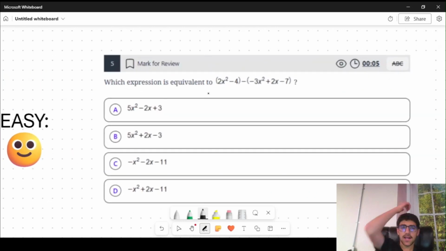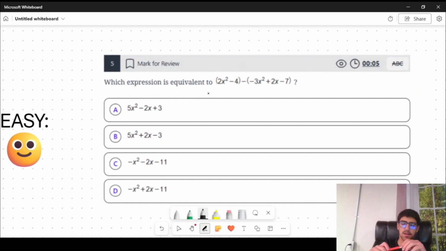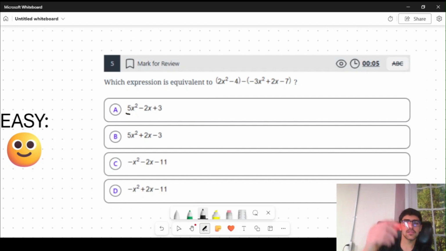This question asks us which expression is equivalent to parentheses 2x squared minus 4, minus, parentheses negative 3x squared plus 2x minus 7. And the minus is on all of that. So step 1, let's look at the answer options. You can see that all the answer options are simplified, all terms are combined. So we need to work on simplifying this to look like that.